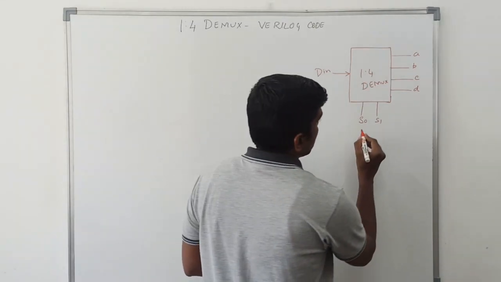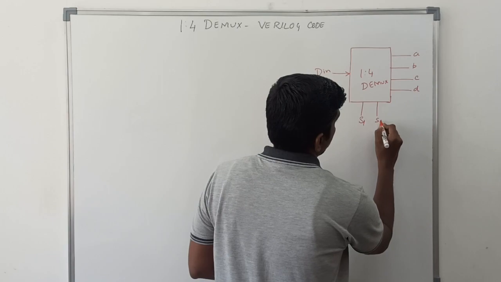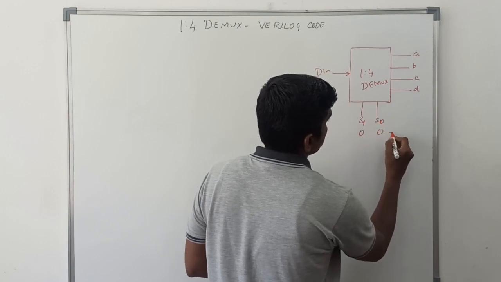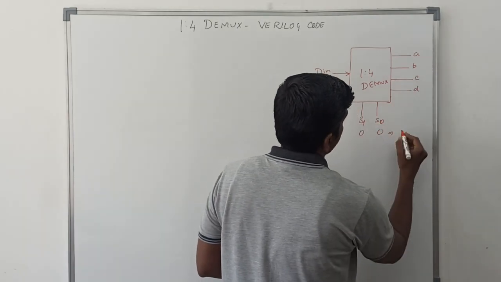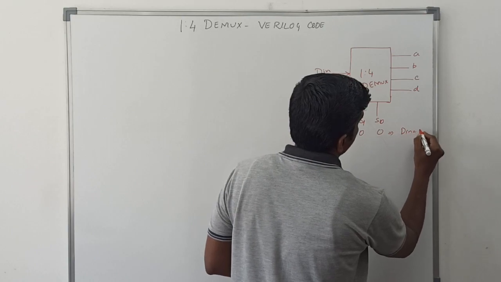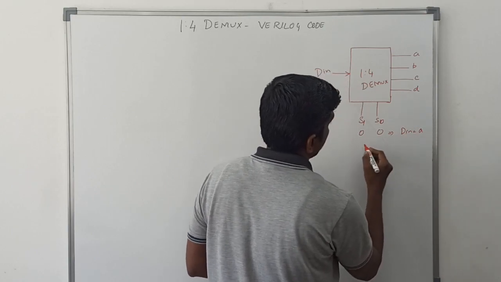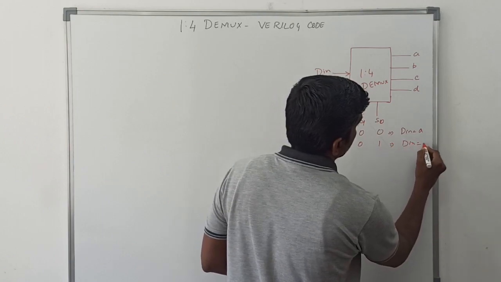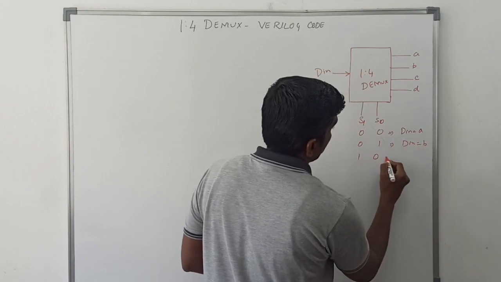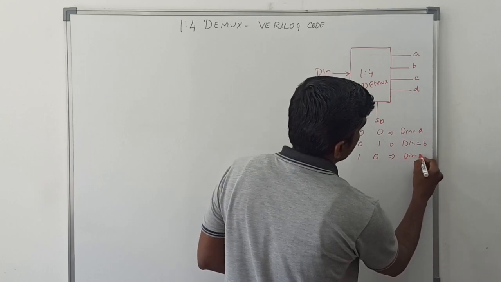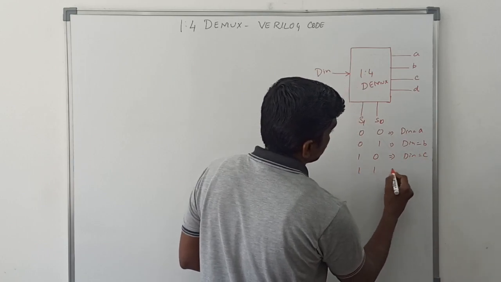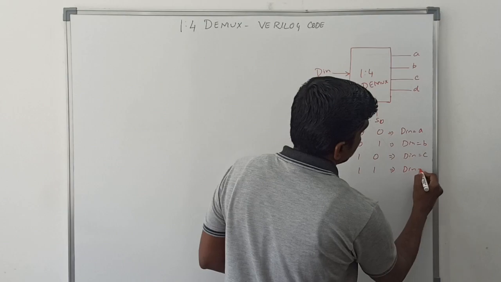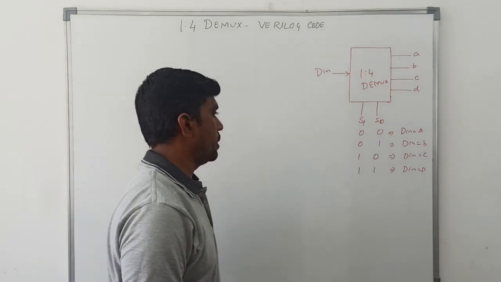For example, when S1 S0 is 0 0, D in is connected to A. 0 1, D in is connected to B. 1 0, D in is connected to C. 1 1, D in is connected to D.